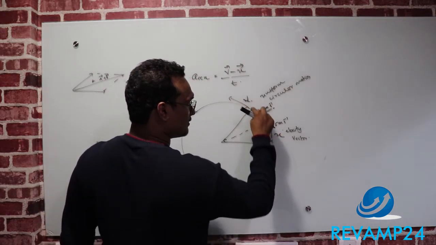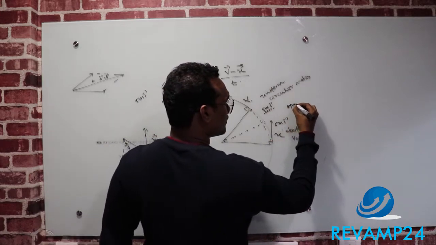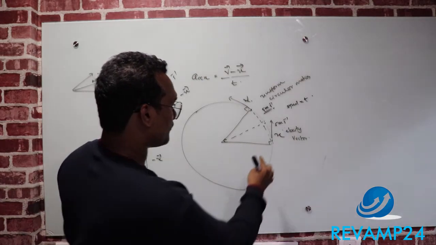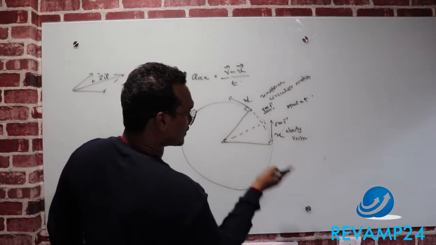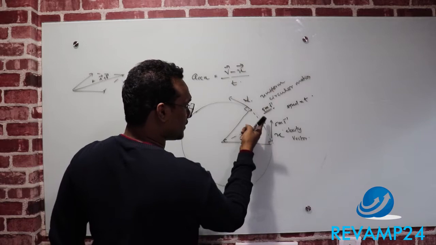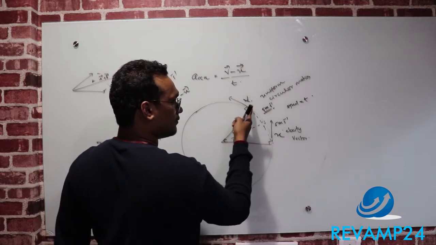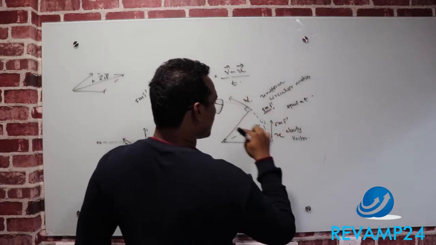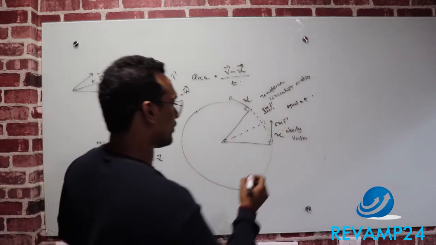So how will you get this distance? Speed into time will give you this distance, because it's covering 5 meters in every second. After 3 seconds, first second 5 meters, again 5 meters, again 5 meters, total 15 meters. Similarly, speed into time will give you the total length between these two points A and B.